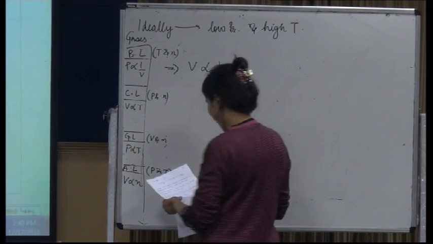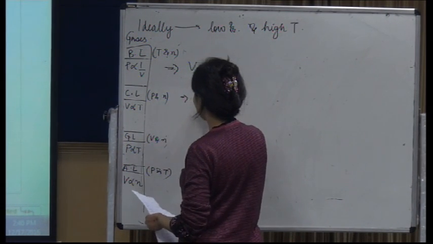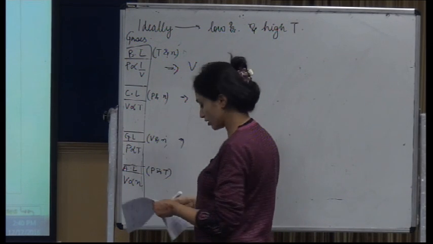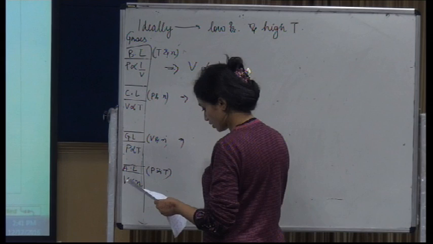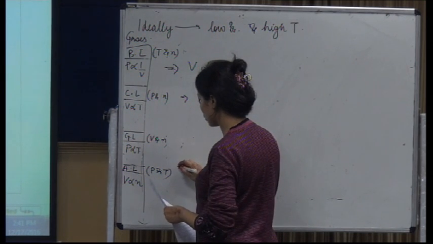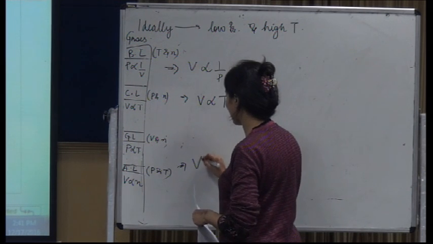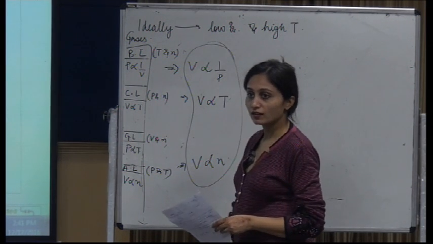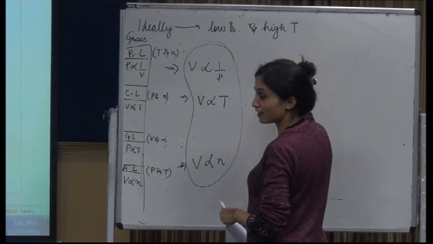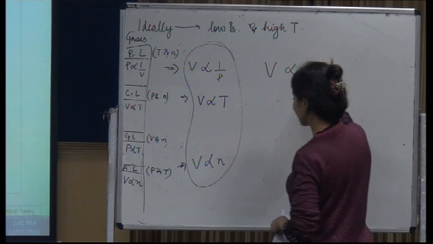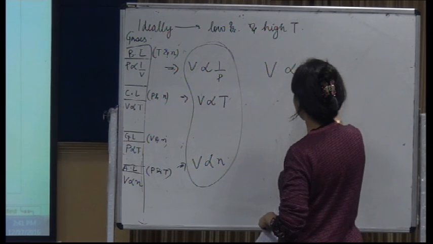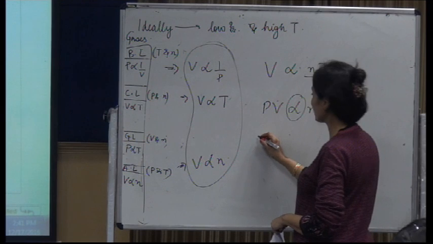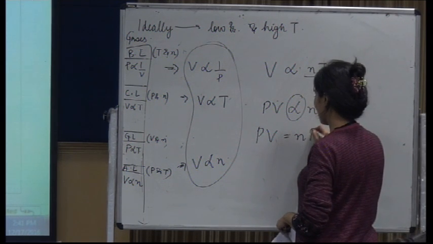For Charles's law, volume is directly proportional to temperature. Then let me take the third law. These three laws will help me get to the final equation. In Avogadro's law, you keep pressure and temperature constant, and volume is directly proportional to n. So when we combine all these laws, what we get is V is directly proportional to nT upon P. This implies PV is directly proportional to nT, and when you remove the proportionality sign you get R. So PV = nRT.